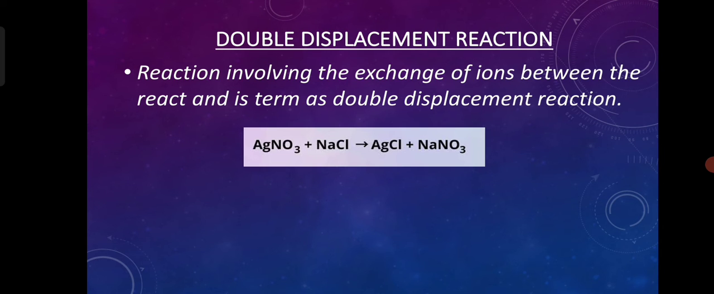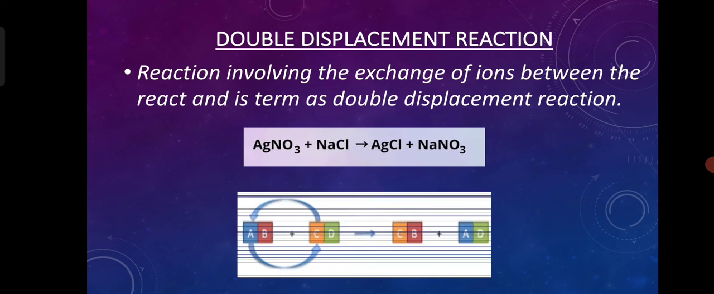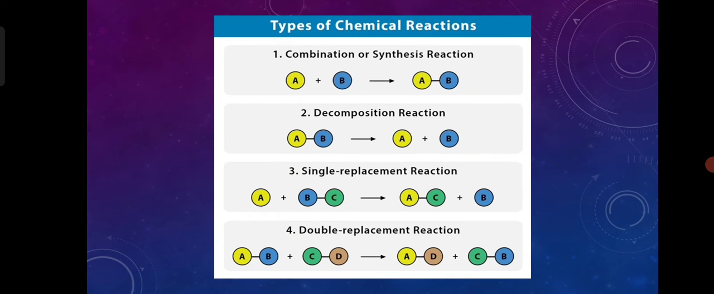But in case of a single displacement reaction, it was a single reaction. It was a reaction taking place in one step. That's why we call the previous one a single displacement reaction. And here the reaction is happening twice. That's why we call it a double displacement reaction. This is the overall view of what we have discussed now: combination reaction, decomposition reaction, single displacement reaction, and double displacement reaction.